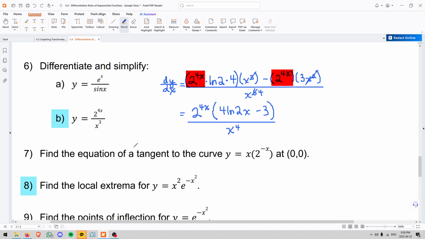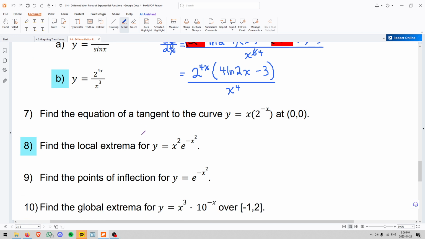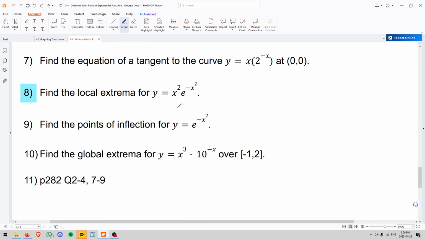Once again, please pause if the students need it. Find the local extrema for y equals this. So, bringing back our previous chapter, when you're talking about extrema, that's basically max or min. And how do we identify max or min? We know that the slope is going to be a 0, which means when is the derivative equal to a 0? That's what we need.